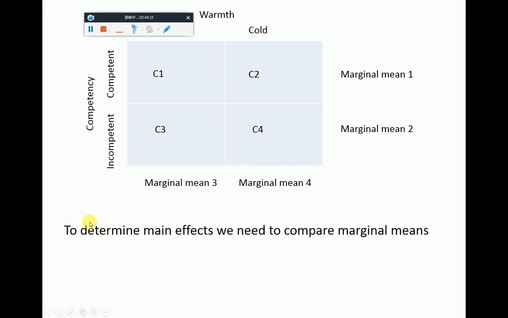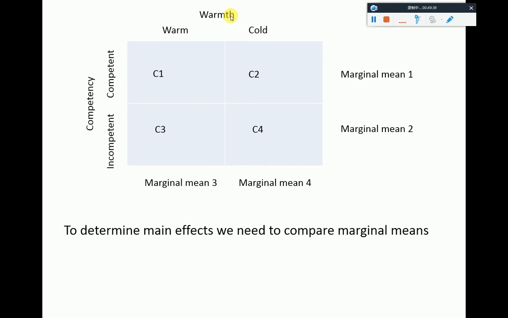As a general rule then, to determine main effects, we compare marginal means. If we compare these two marginal means, we will be determining whether or not competency has any effect on a person's perceived friendliness. And if we compare these two marginal means, we'll be determining whether warmth has any effect on a person's perceived friendliness.